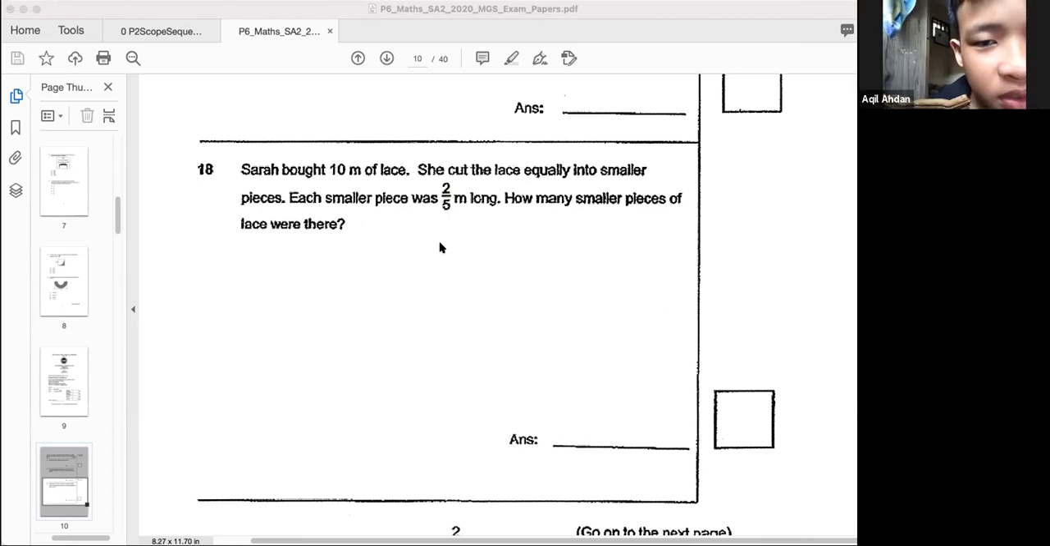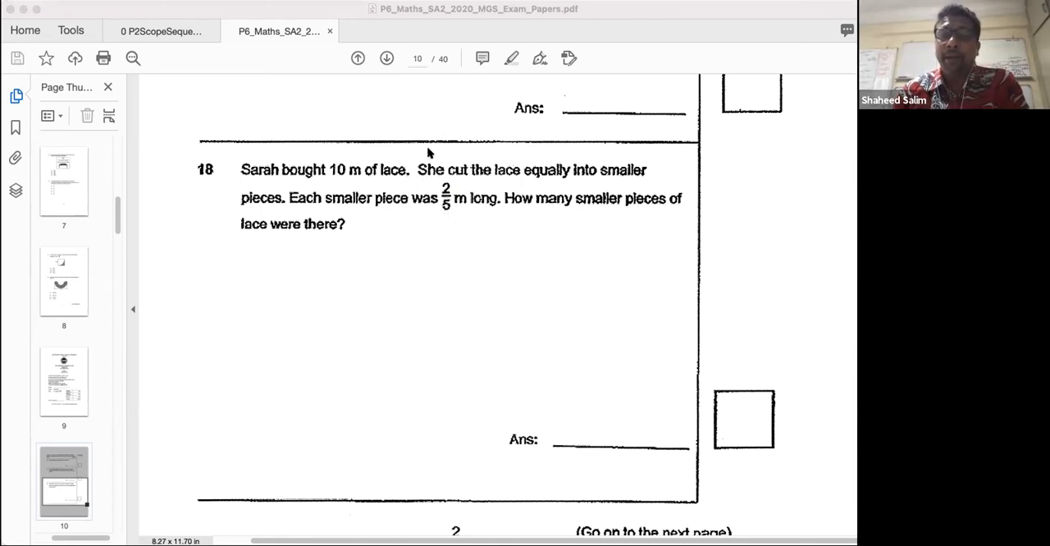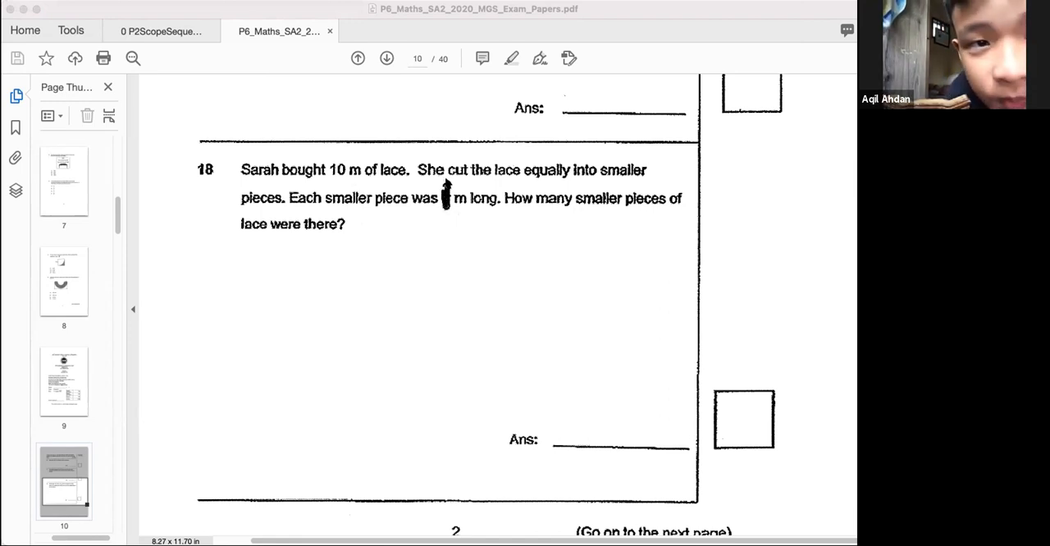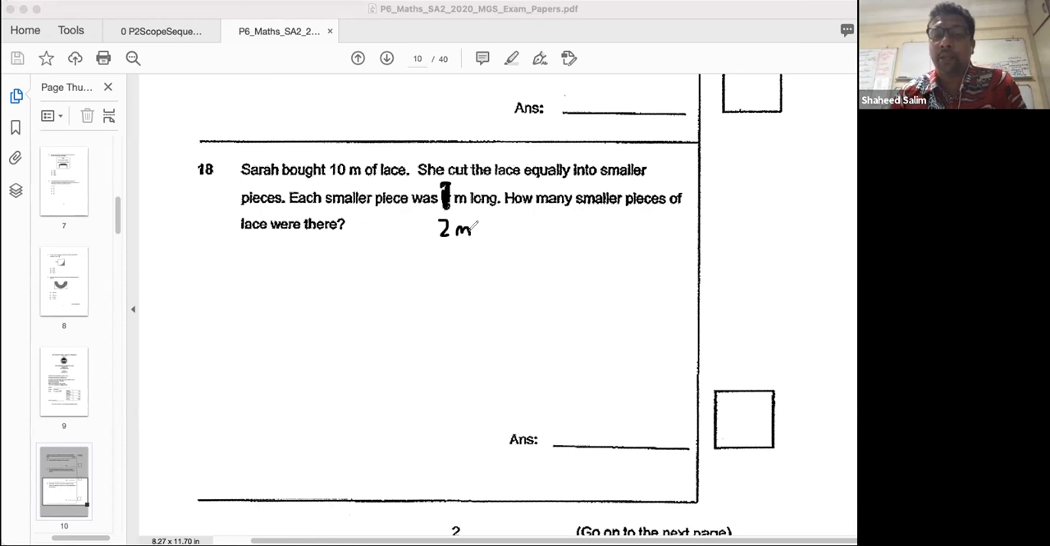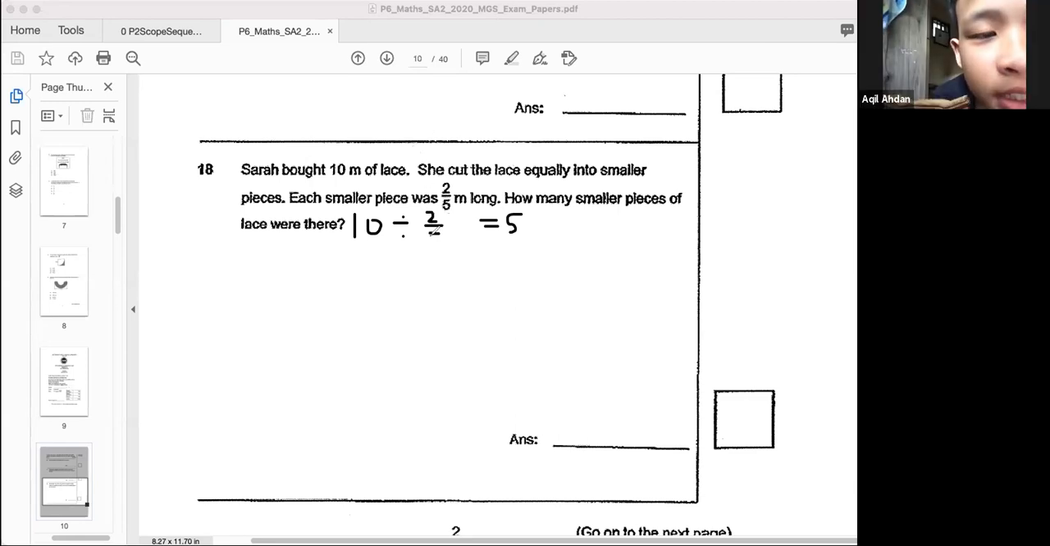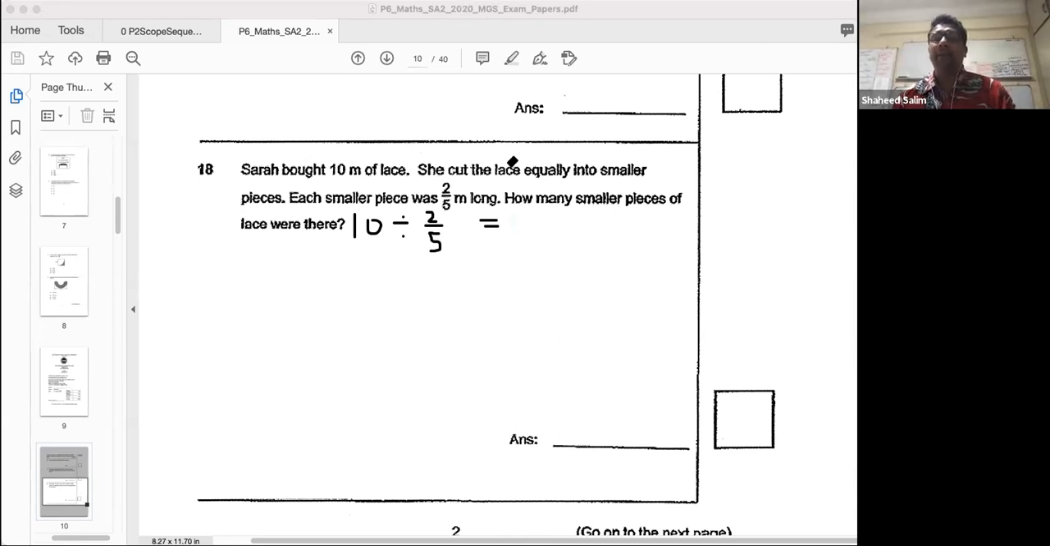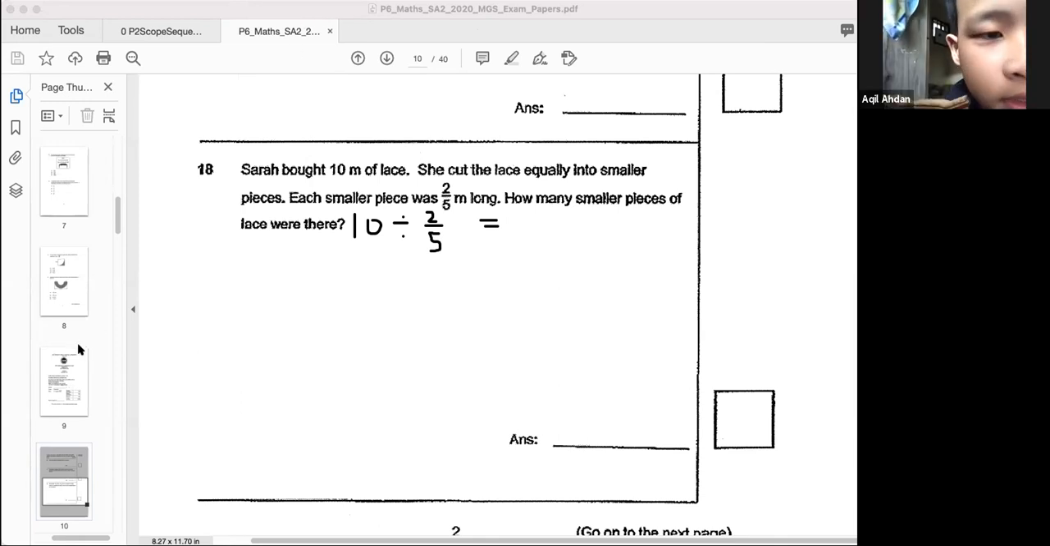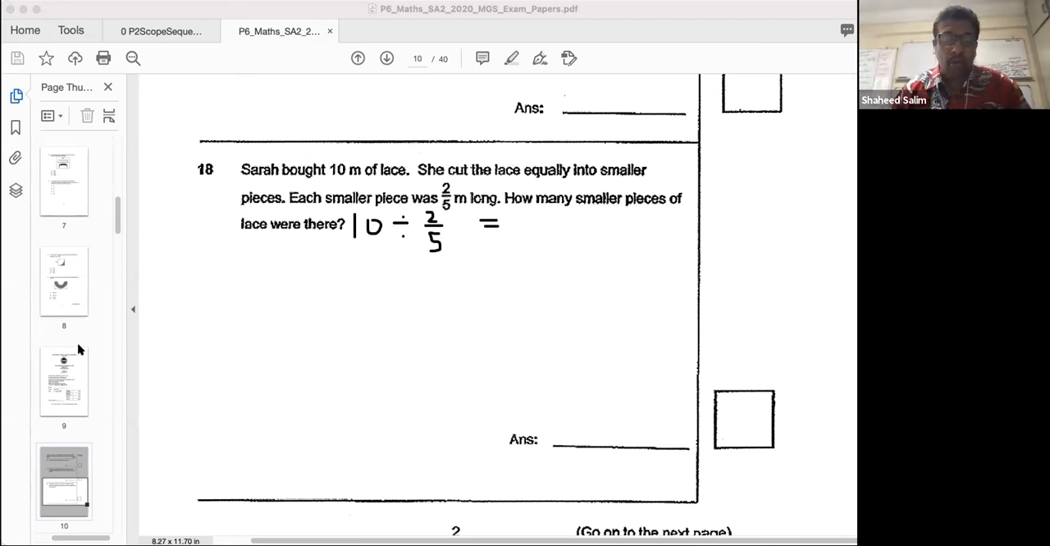Just now I said imagine, imagine this is 2 meters. So I ask you, how many small 2 meter pieces can you get? So Akil says 10 divided by 2, you get 5 pieces, correct. Now all you need to do is put the real number here. The real number is not 2, the real number is 2/5. So put 1 under the 10, then 10 divided by 2/5. Remember to do the flip. So you must remember that strategy, especially when you go to secondary school, you have to use this type of strategy many times. Make it easy for yourself.